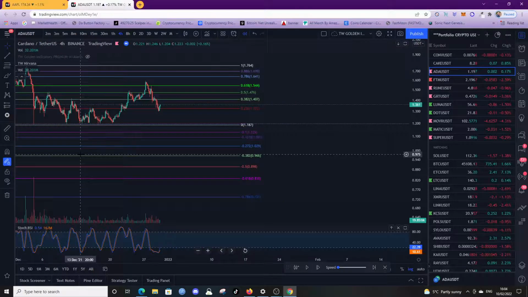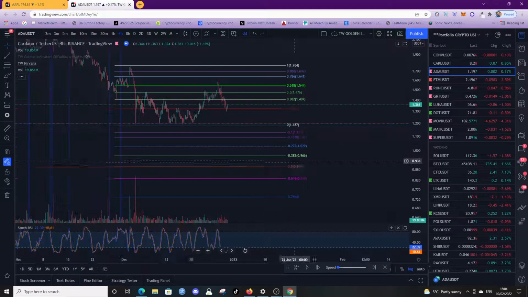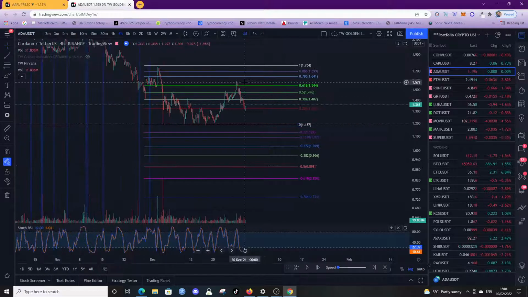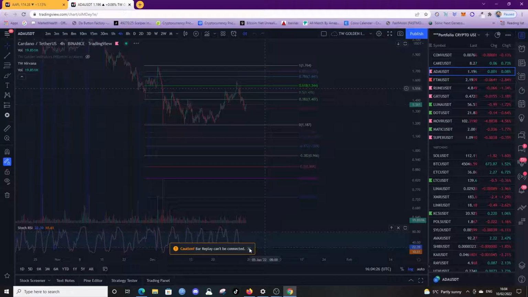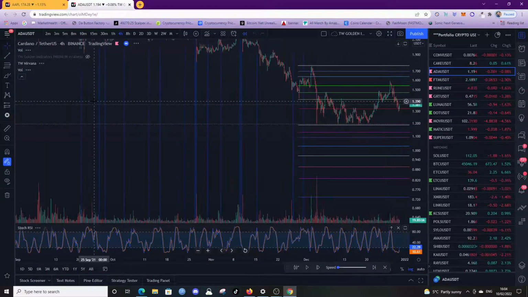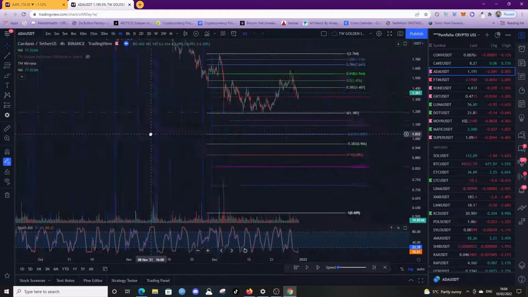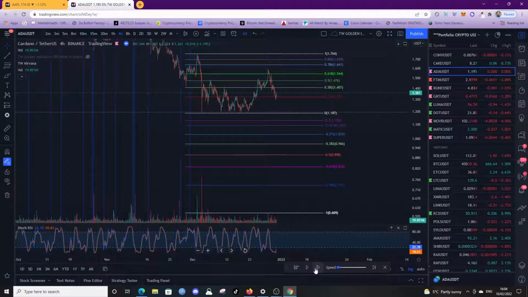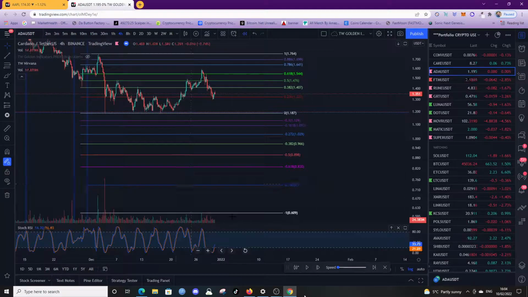Right, it's not playing back. So we had the 618 sell off there. Caution, couldn't play back. Gone a bit wrong. Yeah, so it's continued to play back now.